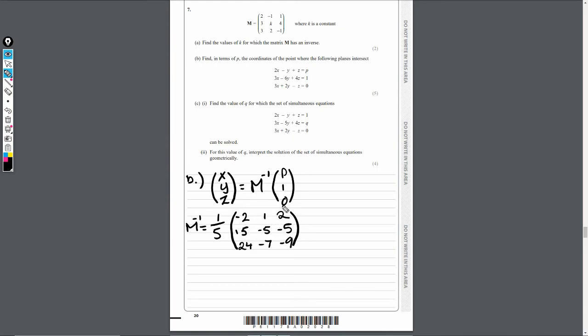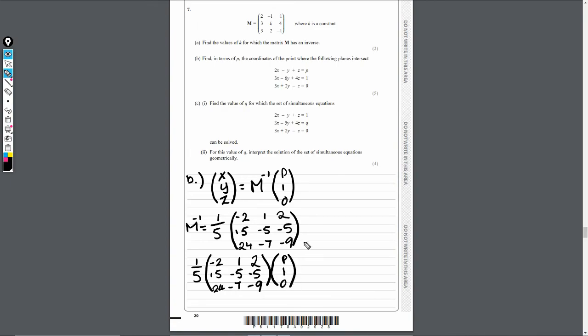Now what I actually need to do is times it by p, 1 and 0. So obviously you can't do this on your calculator because it's got this variable, this p, so we can't put it in on the calculator. So I'm going to now times M inverse by p, 1, 0. So that's going to be 1 over 5 on the outside again. Minus 2, 1, 2. Minus 5, 24, minus 7. So I'm just writing it all out again. Now I'm going to times this by p, 1, 0.